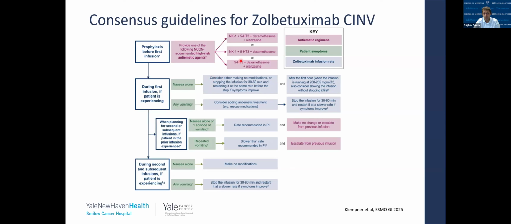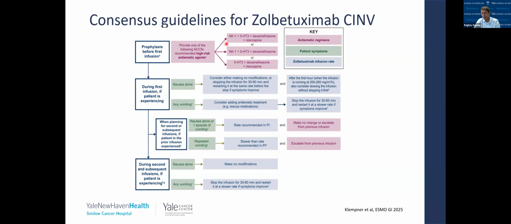But the truth is that the nausea and vomiting for zolbetuximab is so unique that they actually had to have a consensus guidelines for the management of the nausea and vomiting with zolbetuximab. This was a consensus guideline just published a couple of months ago, and the recommendation is actually for using a highly emetogenic regimen with an NK1 inhibitor, a 5-HT3 inhibitor, dexamethasone, as well as olanzapine, with other recommendations of triplet anti-nausea vomiting regimens as well.